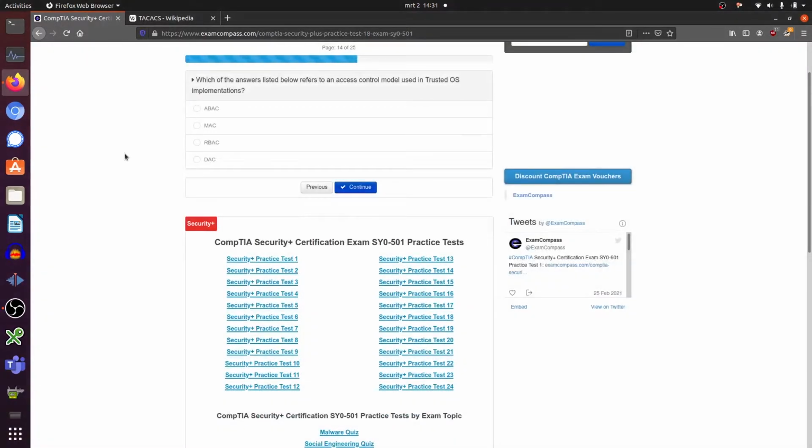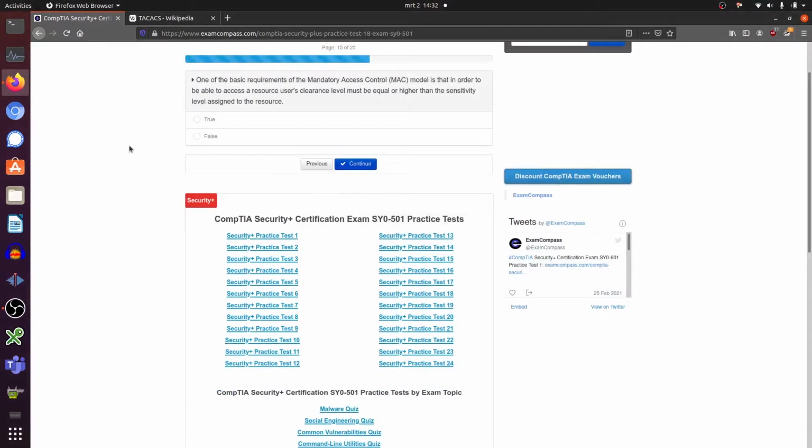Which of the answers listed below refers to an access control model used in trusted OS implementations? That's also MAC. One of the basic requirements of mandatory access control: in order to be able to access resources, user clearance level must be equal or higher than the sensitivity level assigned to the resource. This is true.